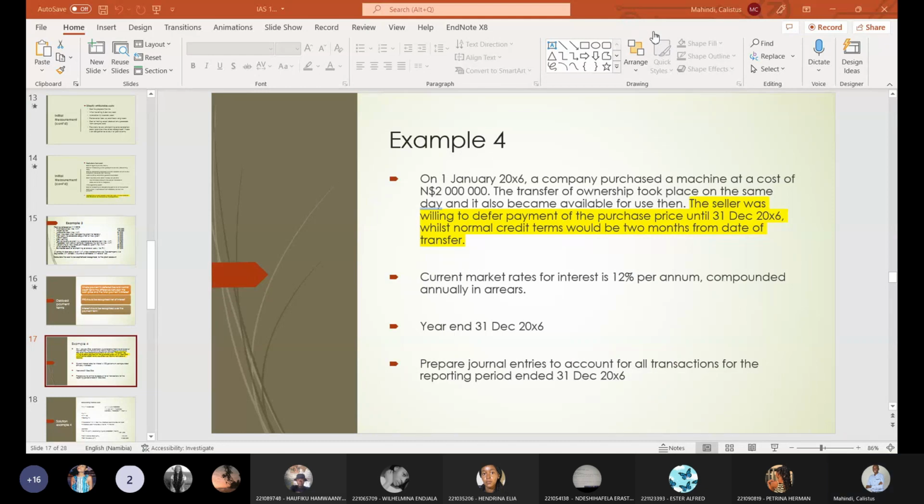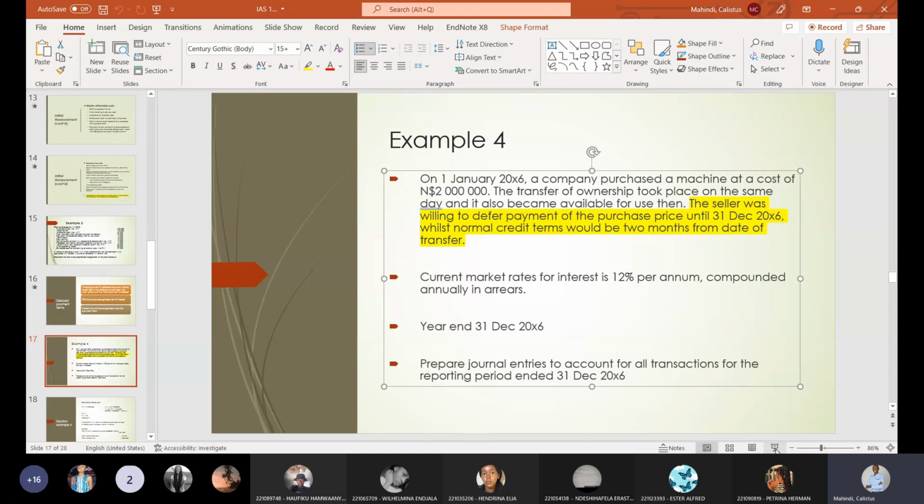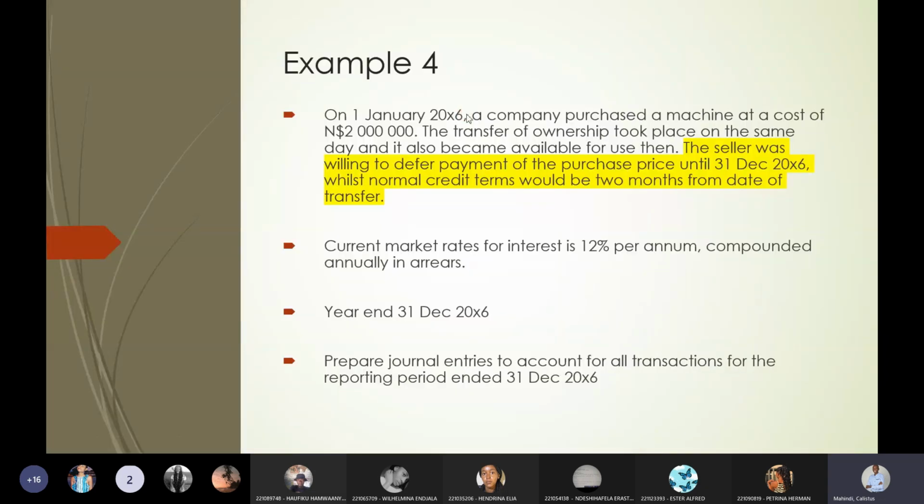So since we are buying the PPE, if you look at the question, we are buying the property, plant and equipment on 1st of January 20x6. So 1st of January 20x6 is the transaction date, but the payment will only be done at 31 December. That's after a year. The payment is only done after a year.